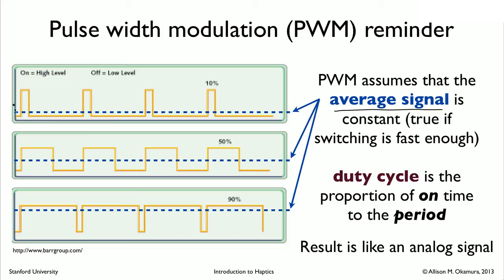So because this is on only 10% of the time, then the average signal is going to be 10% of the value of the voltage. In this case, you could say it's between 0 and 5 volts, so 10% of that. 50%, of course, it gets higher, and 90%, it gets almost to the top. And if the switching is fast enough, remember that it's not going to seem to your hapkit, it's not going to seem to your motor as if things are switching on and off. It's just on average going to be assumed to have this constant value. So the result is that it's like an analog signal. So it's as if you've done a D to A conversion, but instead you're using pulse width modulation.